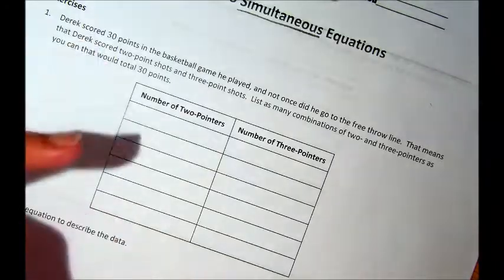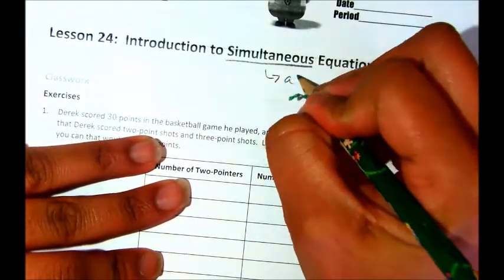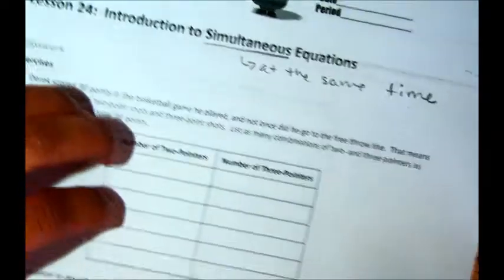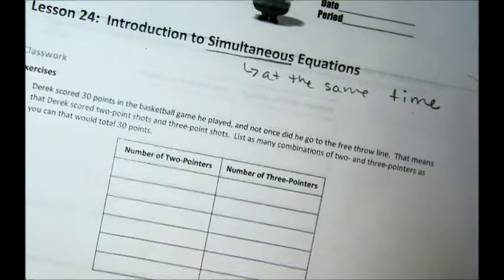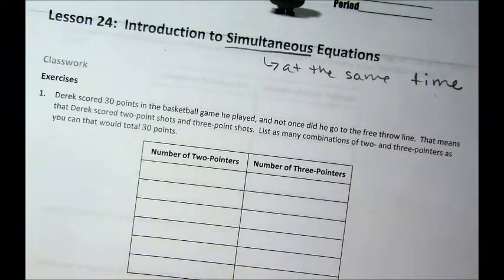This word simultaneous may be new to some of you, but the word simultaneous means at the same time. When I think of simultaneous, I instantly think of television shows being shown in different time zones. So we're going to be talking about equations that don't necessarily look the same, but they are going to intersect and meet at the same place at some point.